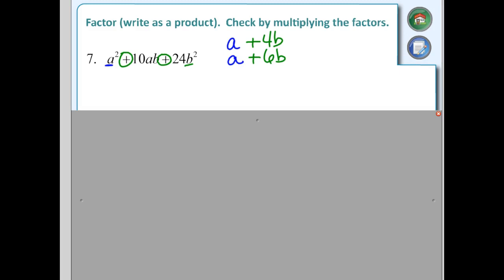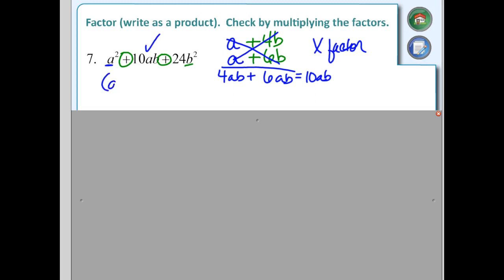Now, we've got an x factor. We always x factor to check the middle. So here we go. We've got a times 6b is 6ab. We've got 4b times a, which is 4ab. If I add those together, those are my linear terms. The middle checks. And so my binomials would be a plus 4b and then a plus 6b. Very nice.